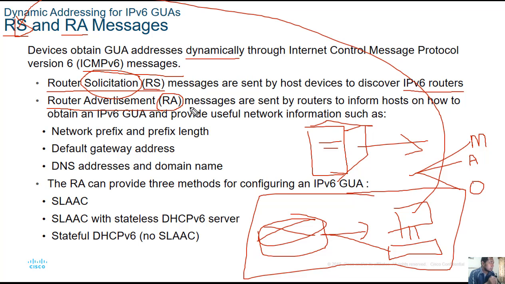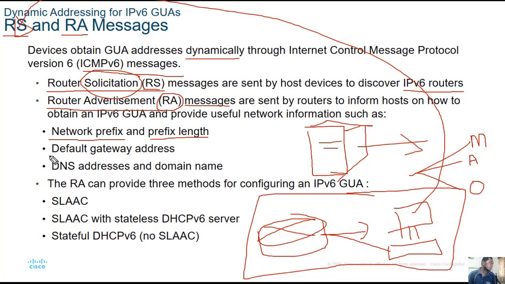On the other hand, those IPv6 DHCP version 6 servers also send out router advertisements. Not just DHCP version 6 servers, any IPv6-enabled router will use RA messages, so will send out RA messages periodically. So what's contained within those messages? Network prefix, prefix length, sometimes default gateway address, DNS address, or the domain name.